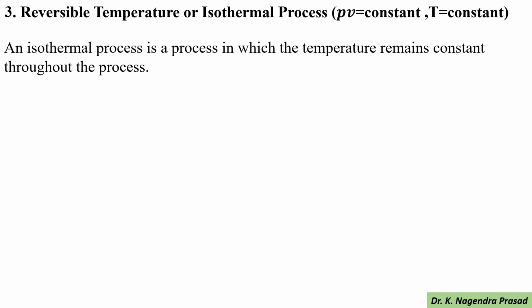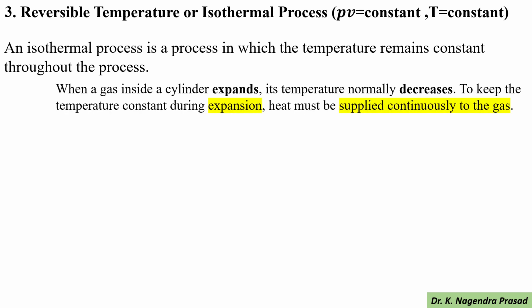In the isothermal process, temperature T is constant, so obviously PV equals mRT, and PV is also constant. So in the isothermal process, PV equals constant and T is also constant. An isothermal process is a process in which the temperature remains constant throughout. So let's see how to maintain the temperature constant in an isothermal process. We know that when a gas inside a cylinder expands, its temperature normally decreases.